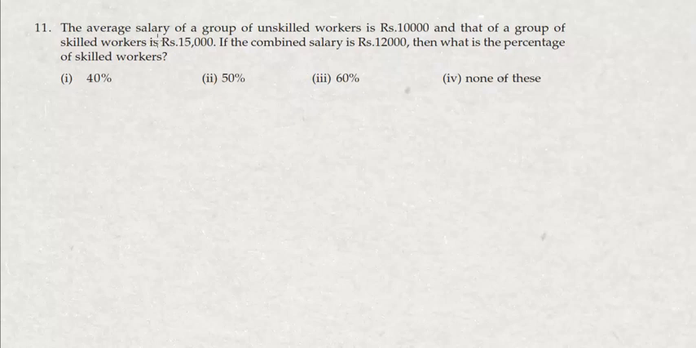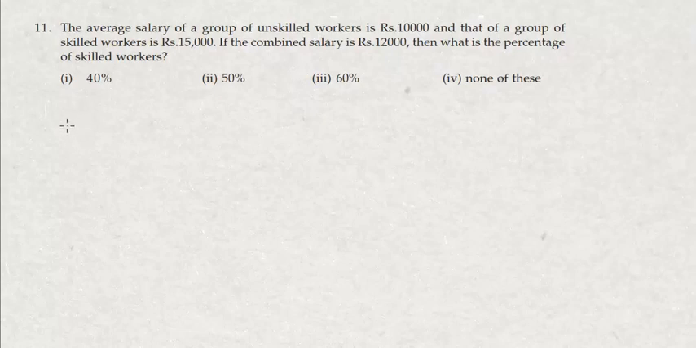The average salary of a group of unskilled workers is 10,000 and that of a group of skilled workers is rupees 15,000. If the combined salary is 12,000, then what is the percentage of skilled workers? This sum can be done by two methods. One is a long cut and another one is a short cut. Let's first do it by the long cut method.